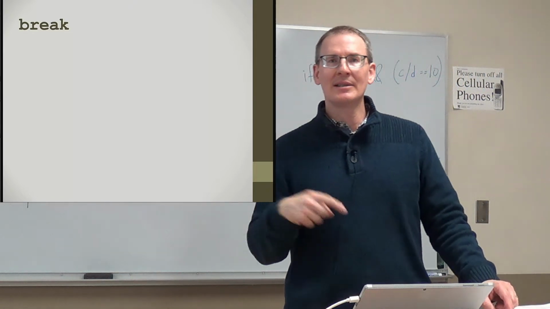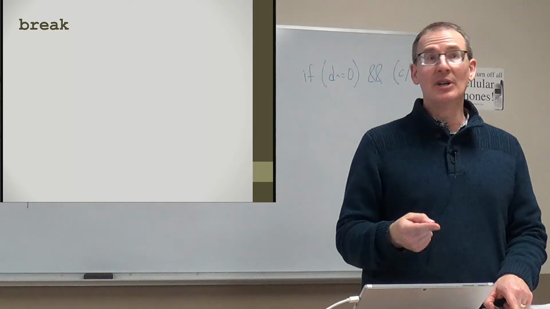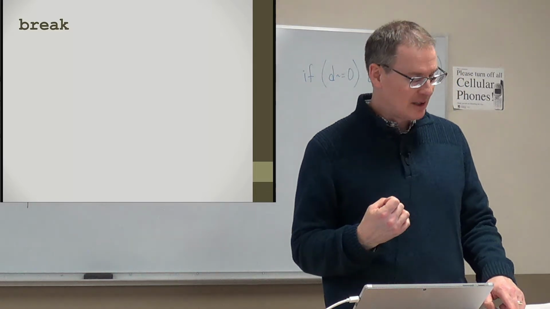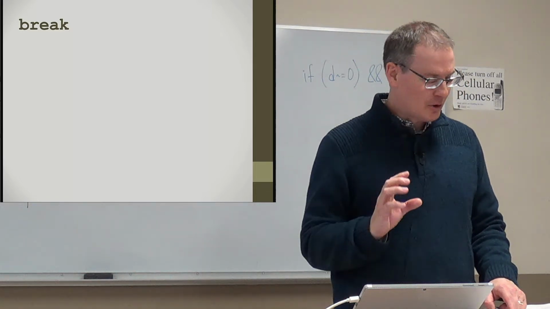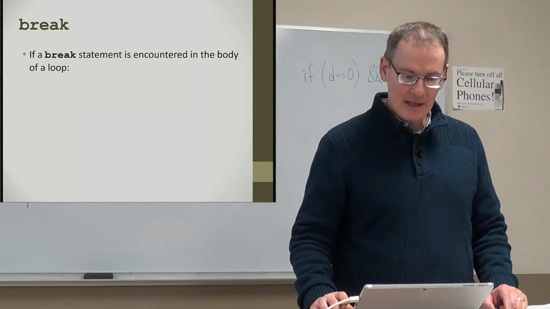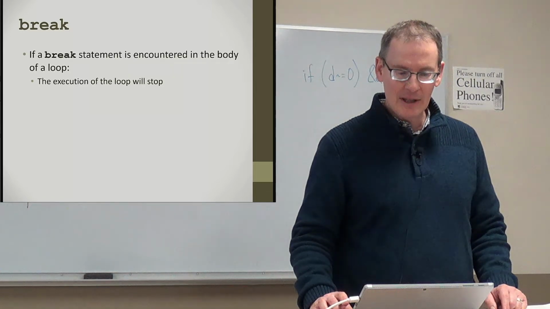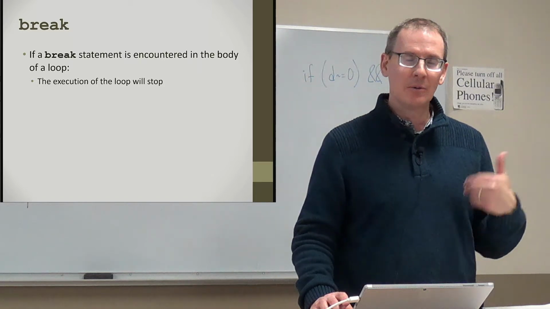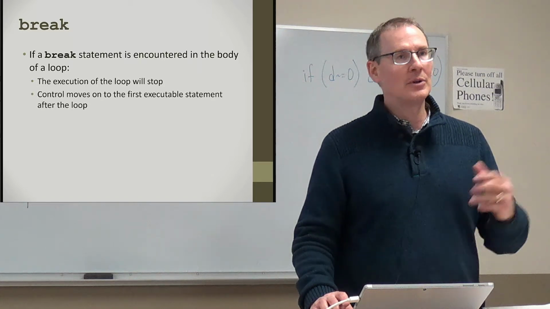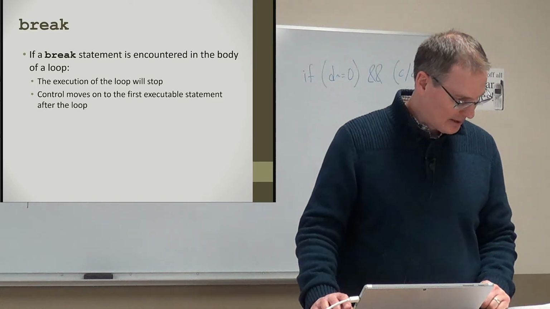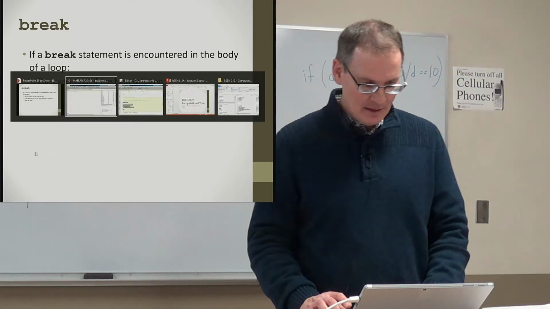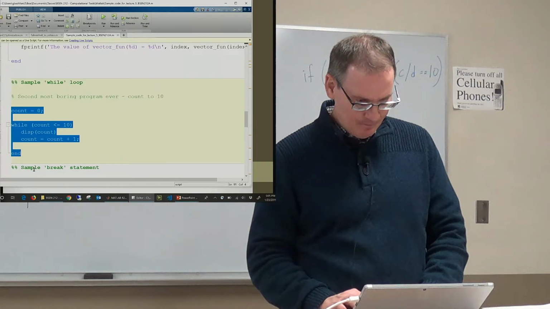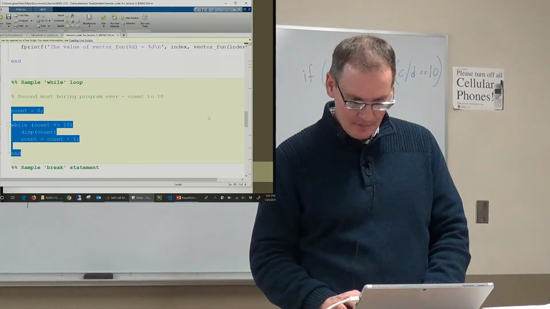There's ways to exit the loop before the loop is done. There's two controls. One is called the break. If a break statement is encountered in the body of a loop, the execution of the loop will stop. It will jump to the end, and it will bypass the loop completely. Okay, so let's look at that for a second. Sample break statement.